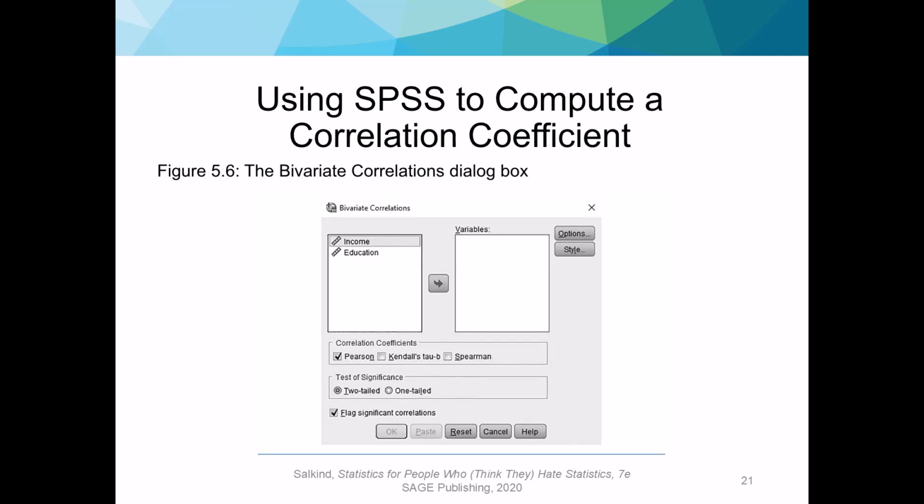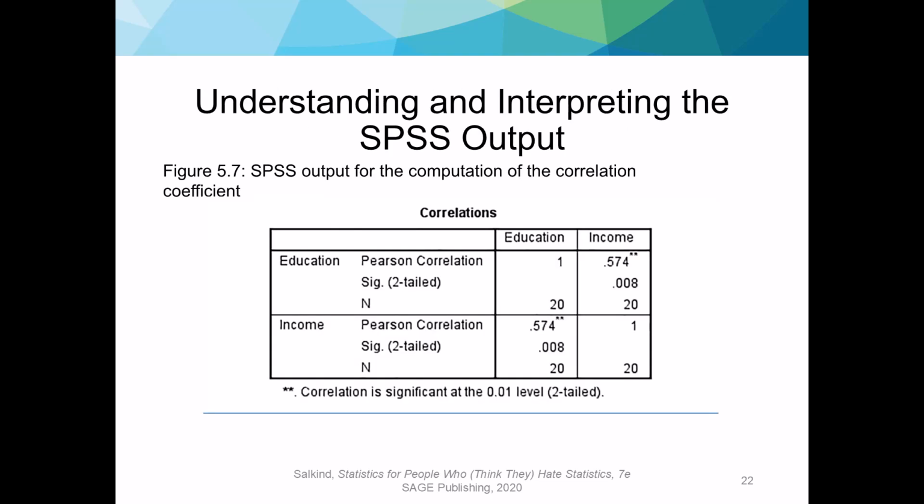Software like SPSS makes it easy to compute correlations. This is the bivariate correlations dialog box, where you would select the variables you want to correlate, like income and education. And here is the resulting output. You can see the Pearson correlation between income and education is 0.574. The output also gives you the significance level and the sample size, or n, which is 20 in this case.